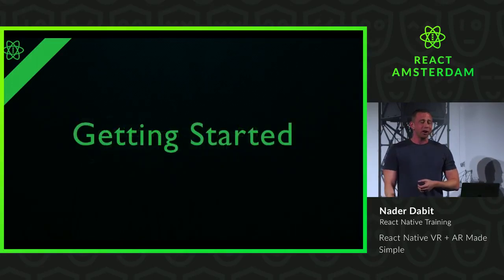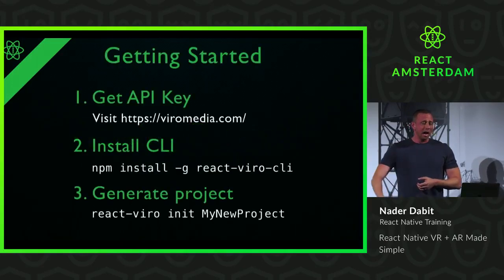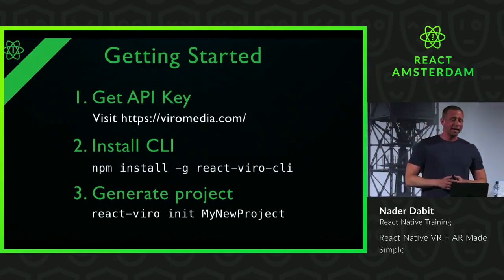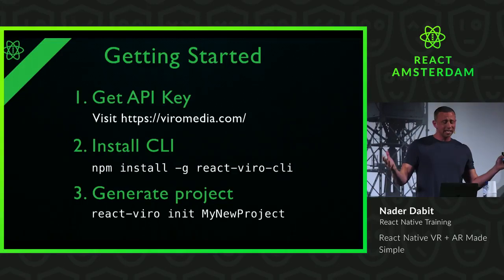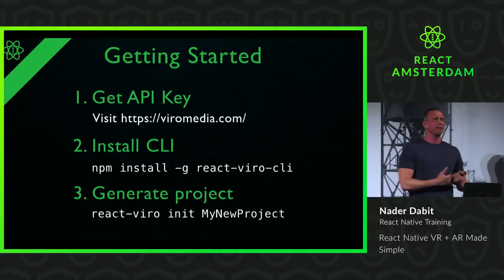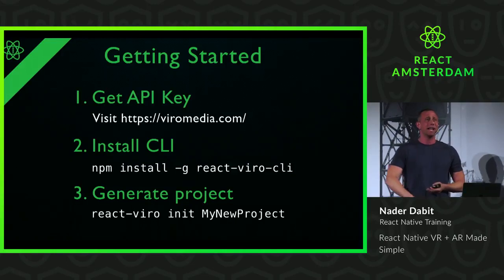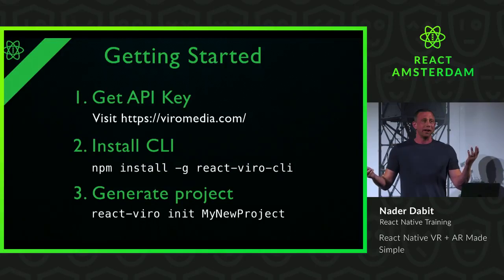So let's look at how to get started with a new app. With Viro, you do have to get an API key. So you go to their website, get an API key, and then the easiest way to get started after that is to use their CLI. It works a lot like the React Native CLI: npm install -g, and then you do react-viro init, and then you're ready to go. As long as you already are able to run Xcode and stuff like that, you should be good to go here. And also, I think you have to have React Native installed.